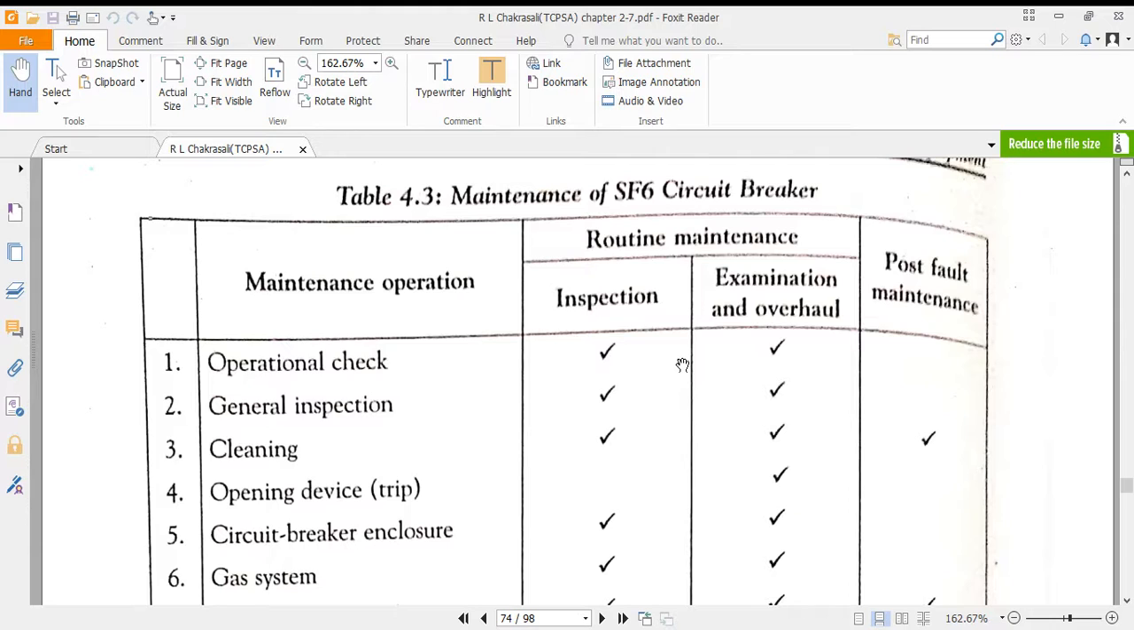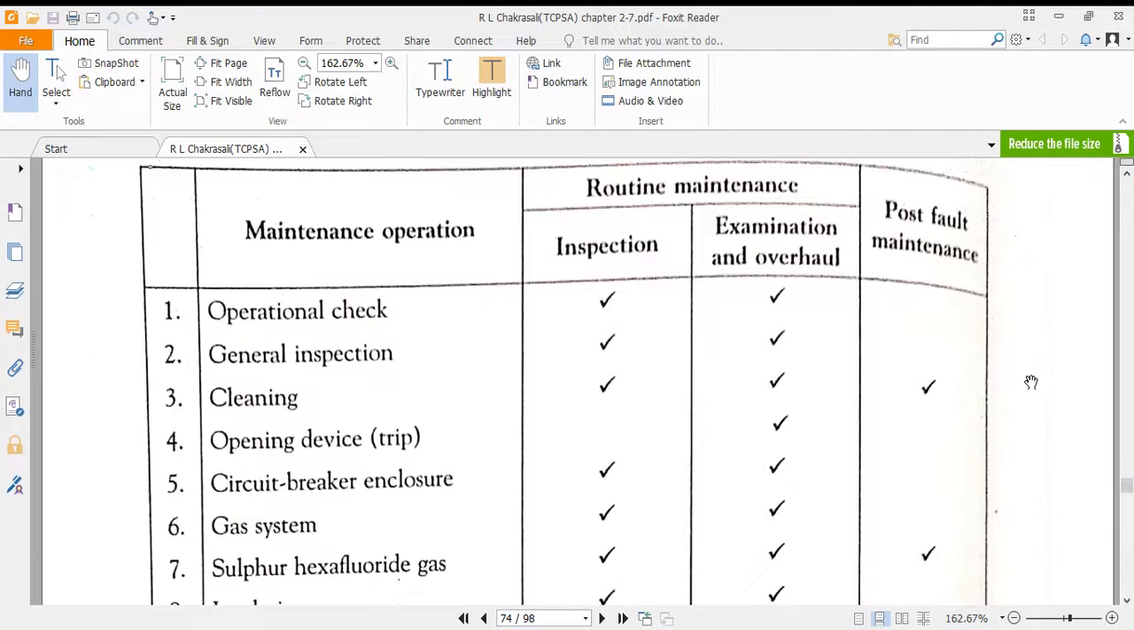This table shows the maintenance of SF6 circuit breaker. This is also called gas circuit breaker. In the circuit breaker, we have SF6 gas, which acts as the arc quenching media. Here we can see there are routine maintenances and post-fault maintenances. Post-fault maintenance must be done after every fault.